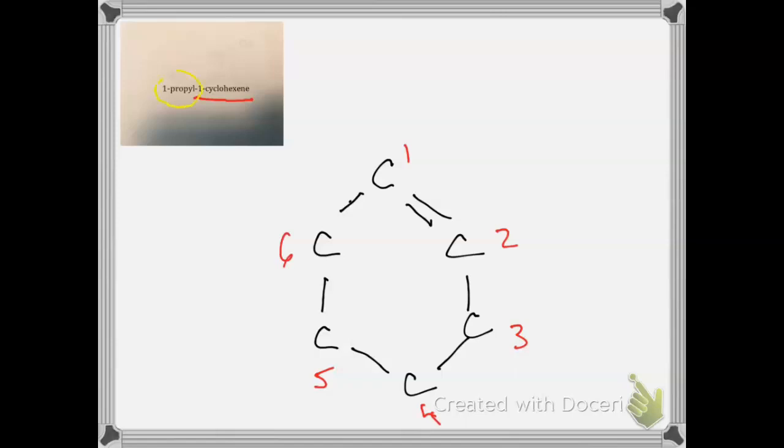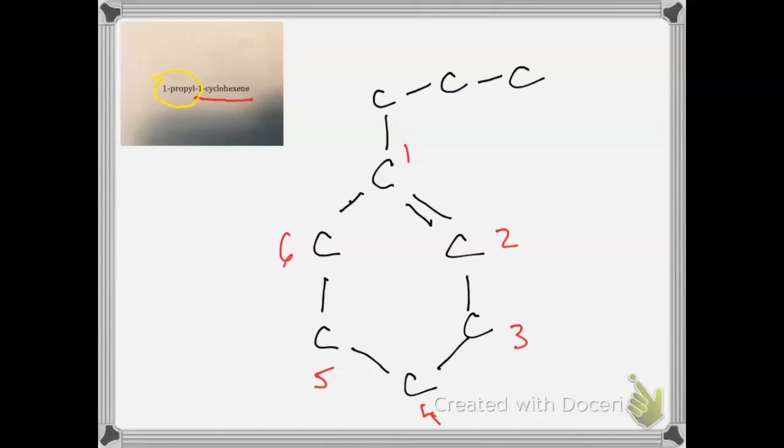Like for instance, this 1-propyl. And we know from our guide, first of all, that a propyl group is 3 carbons, and the fact that it is on carbon 1 is told to us by that little 1. So we will put a propyl group of 3 carbons right here.